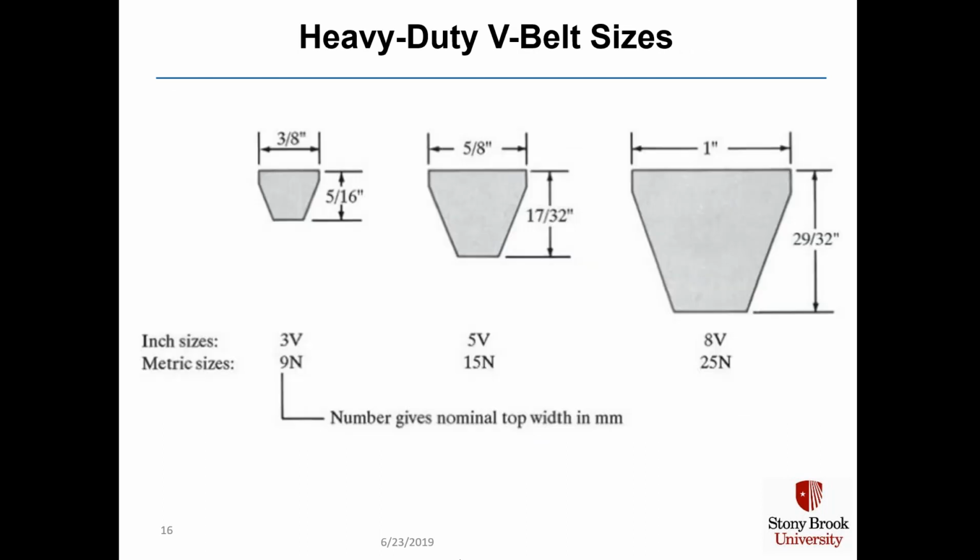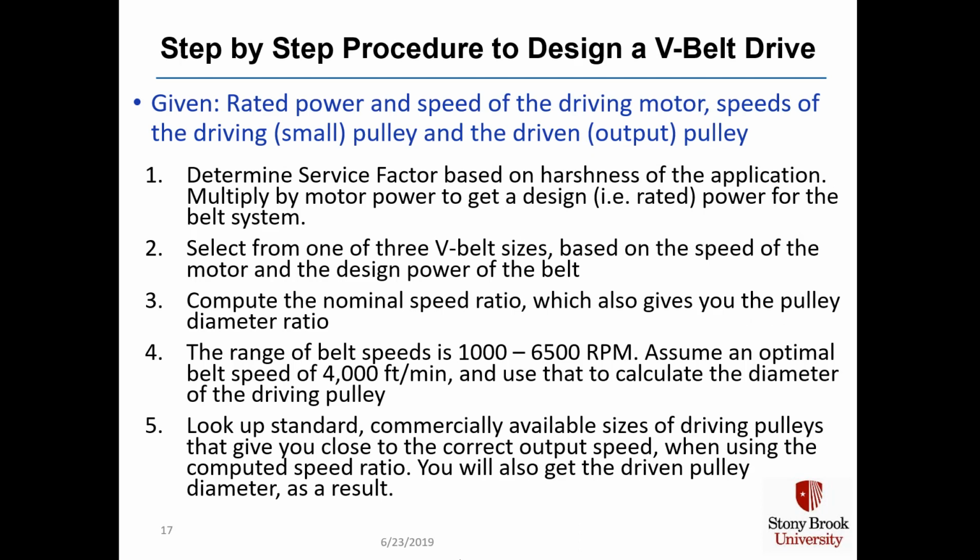Heavy-duty V-belts come in 3 sizes, 3V, 5V, and 8V, where those odd numbers are the numerator of a fraction that divides by 8, and it gets you the longest dimension on the belt, which is across the top. In metric, we have roughly equivalent sizes 9N, 15N, and 25N, where the number gives you the nominal top width in millimeters. Here's a step-by-step procedure to design a V-belt drive.